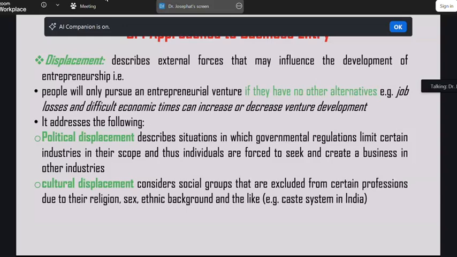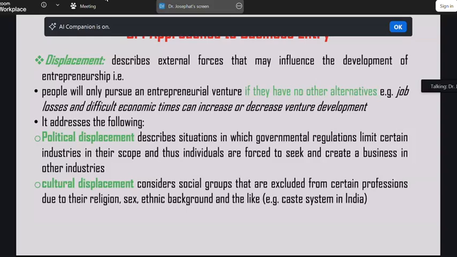So mara nyingi hawa pia wanakuwa na changamoto zaidi kwamba they don't take the business seriously, they take the business as part of the solutions to solve their current needs and demands. So in such a way, this displacement addresses the following elements. Ya kwanza, kuna ambao tunaita political displacement. Political displacement describes the situations in which government regulations limit certain industries in their scope, and thus individuals are forced to seek and create business in other industries.